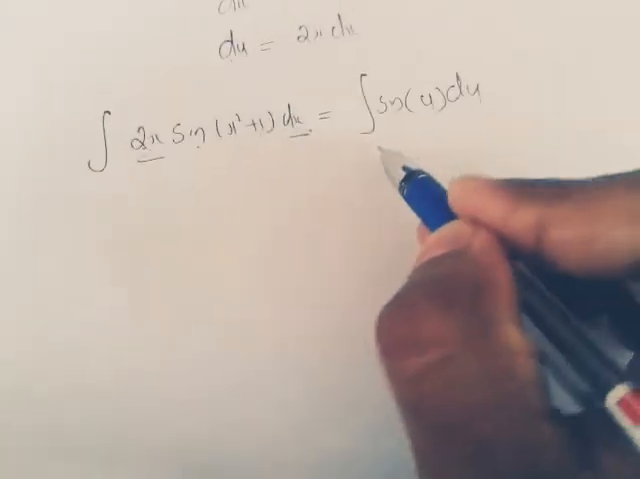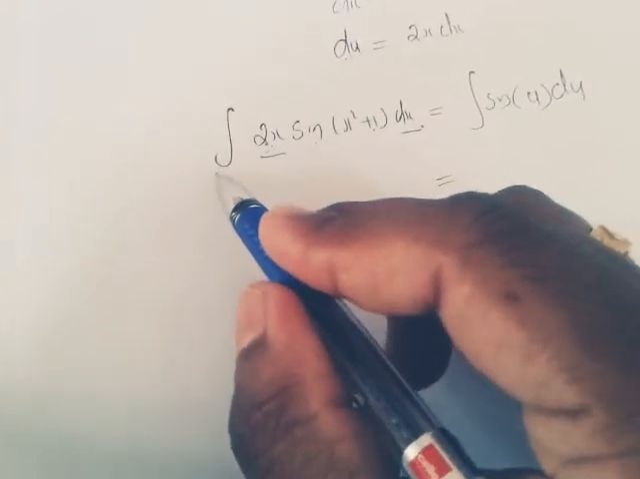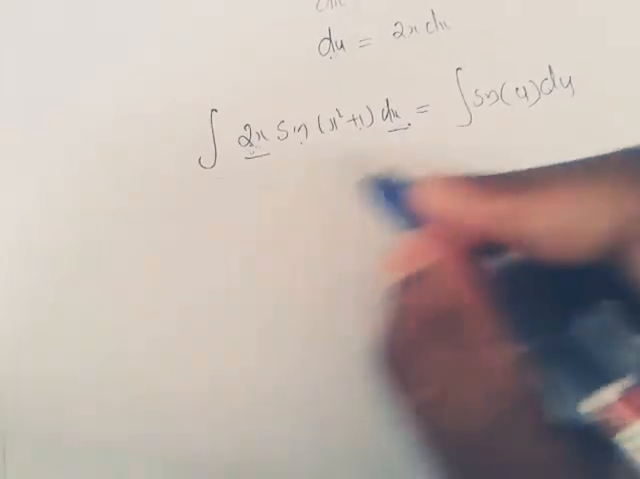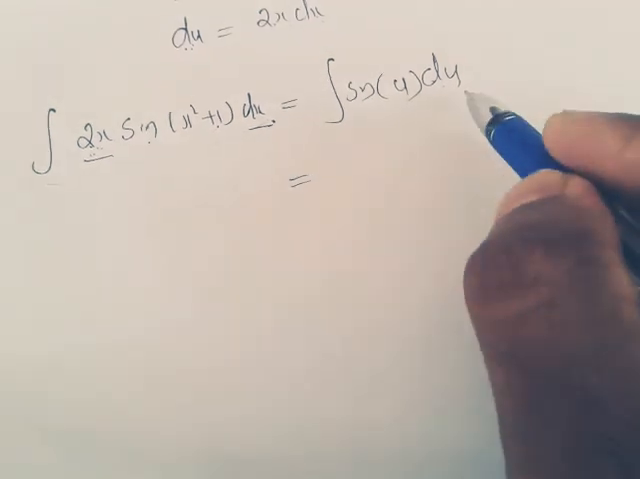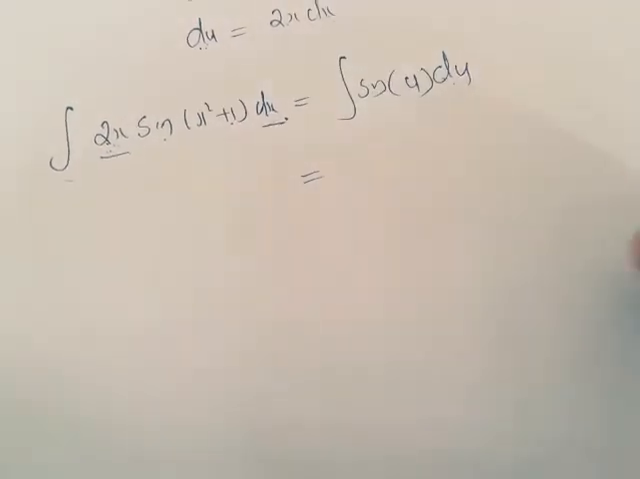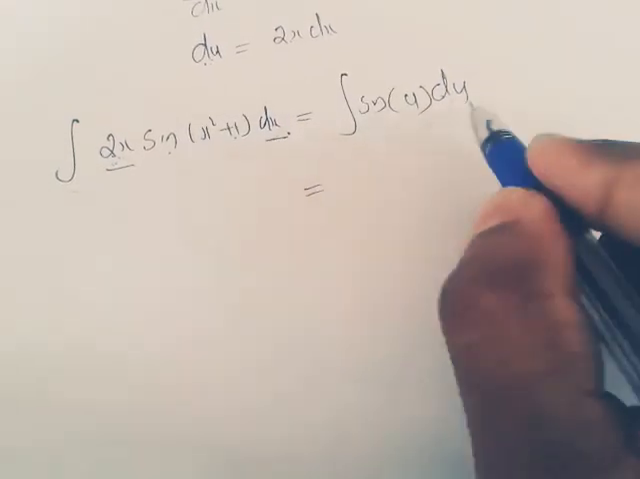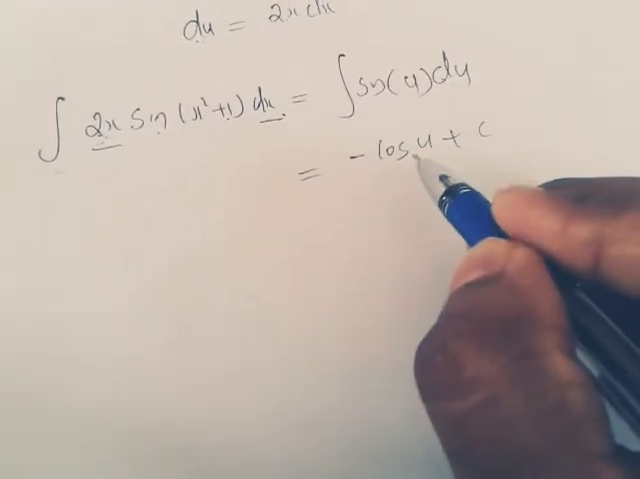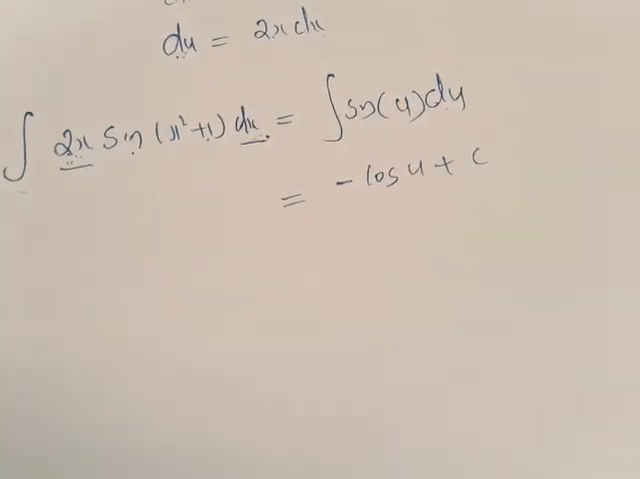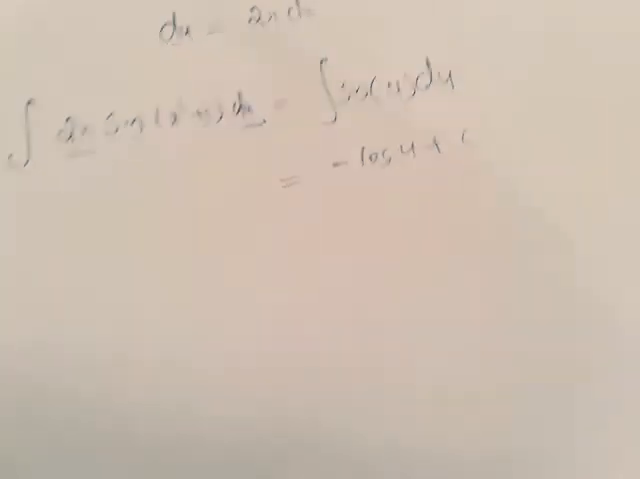So after the substitution, the lengthy problem reduced into a very short problem. What is integral of sine u du? We know that integration of sine x is minus cos x. So integral of sine u du is minus cos u plus c. The problem changed in terms of u. That is only one difference, and this difference will not create any problem.